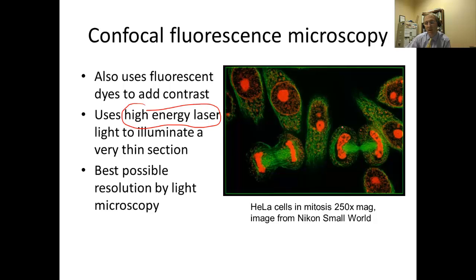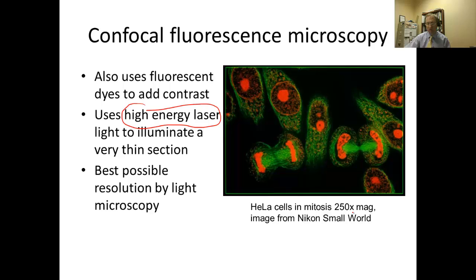Sometimes the images generated by confocal microscopy are fantastically beautiful. This is a picture of some human cells called HeLa cells in the act of mitosis. We can see the nuclei of these cells dividing in the mitotic apparatus right there in the center of it. Fantastic, really beautiful picture, really at the very limits of what we can see using the light microscope.